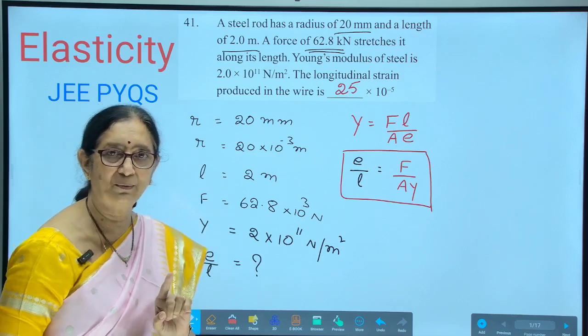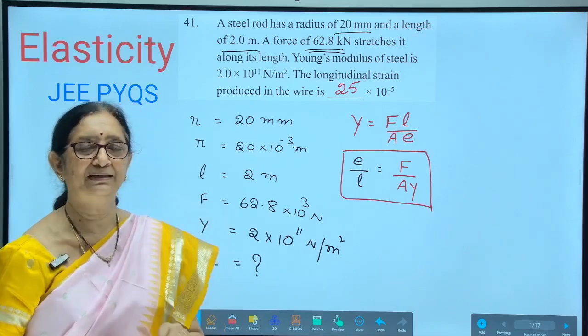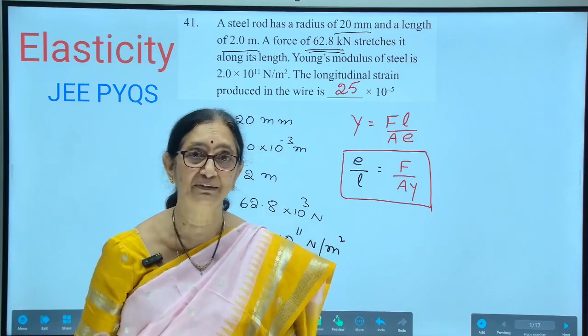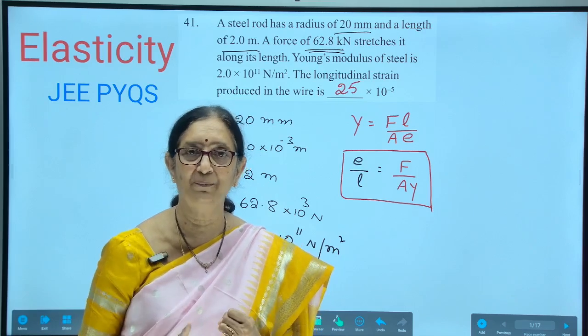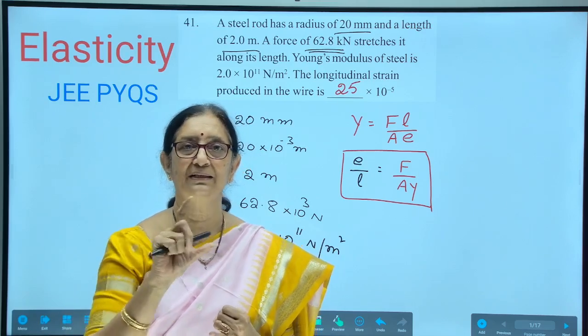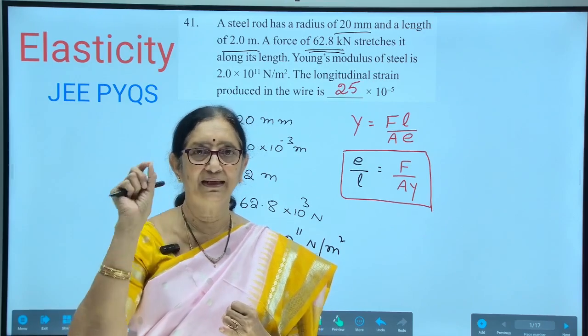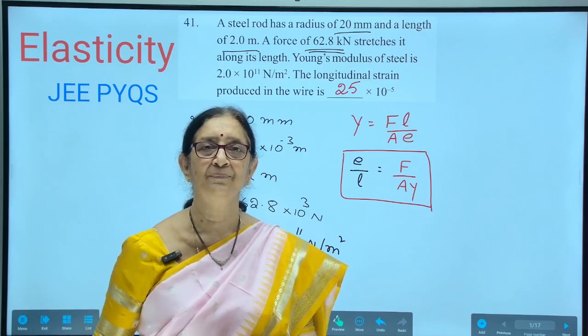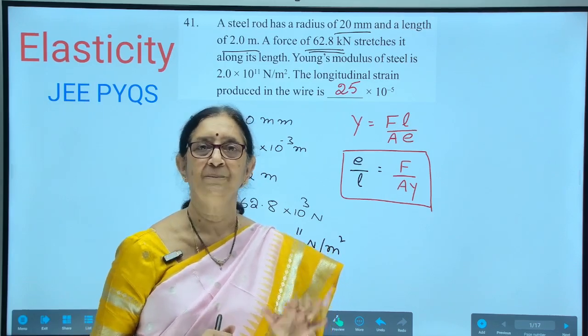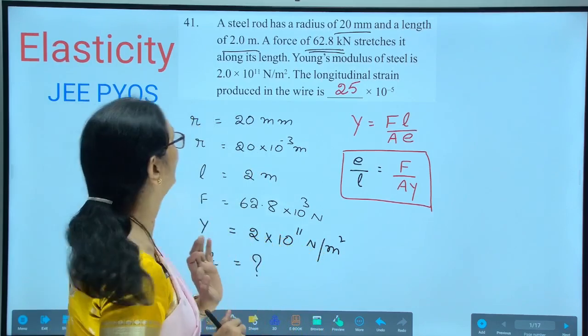So, read the question. What is the method of solving the problem perfectly within the time limit? You have to read the problem, underline the keywords, note down the data, recall the relevant formula, do the substitution, calculate, and finally we get the answer. So, the first step, read the problem carefully.